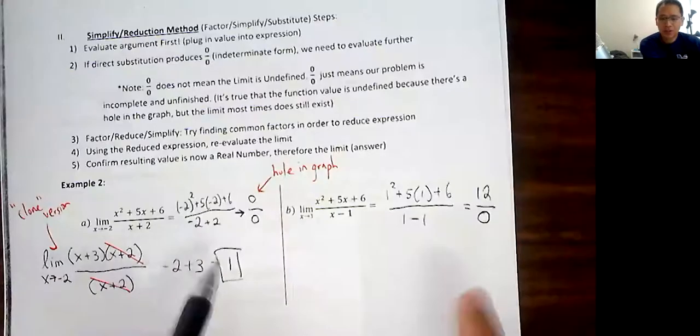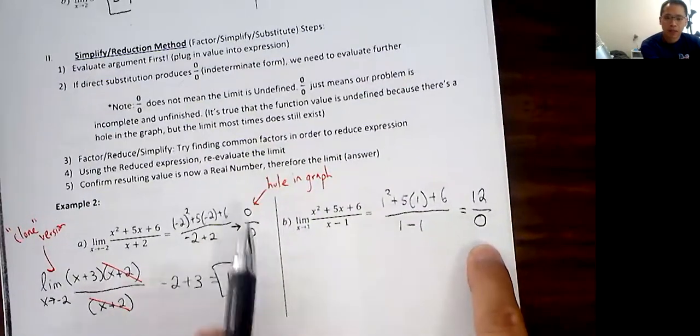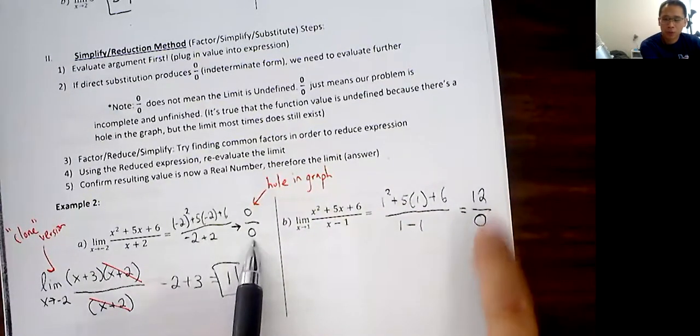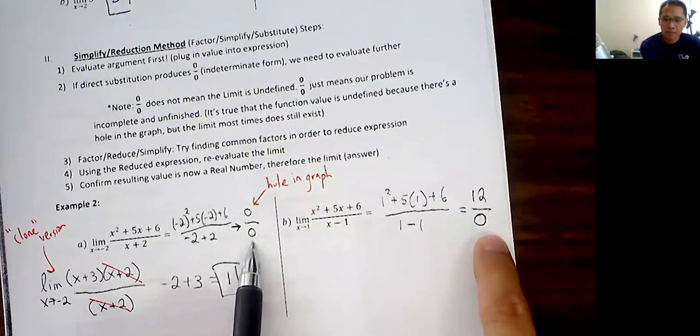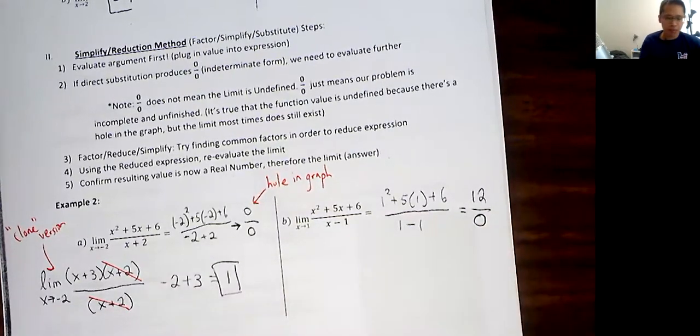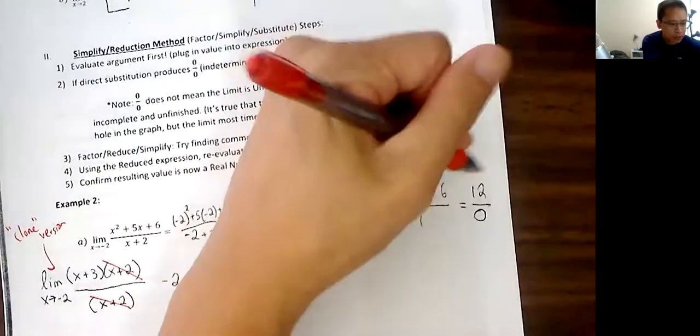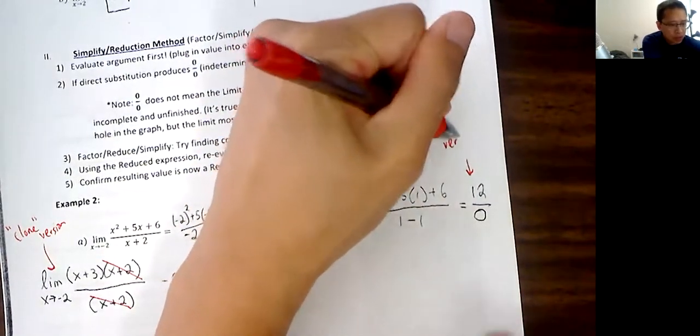Now notice how this looks a little different from before. 0 over 0 is a hole in the graph. 12 over 0 is something else. 12 over 0 means that there is a vertical asymptote.